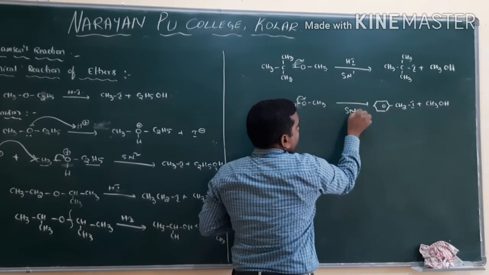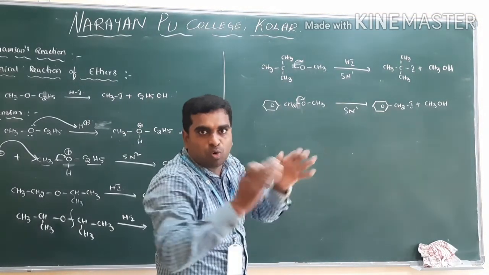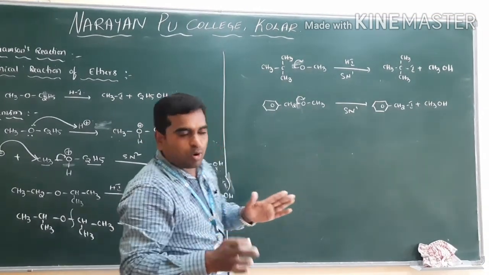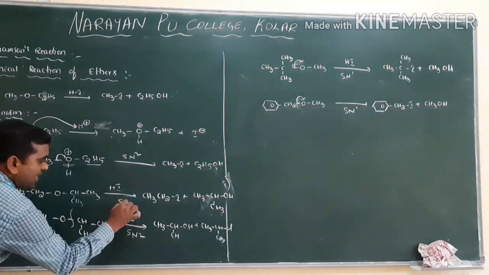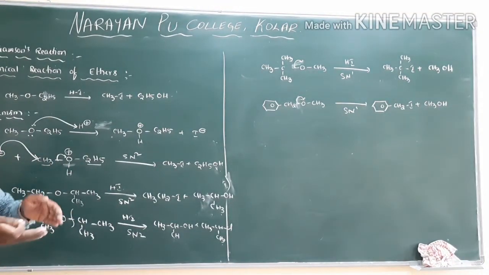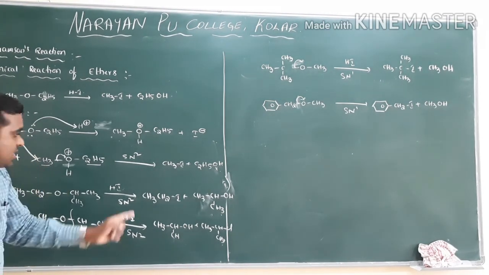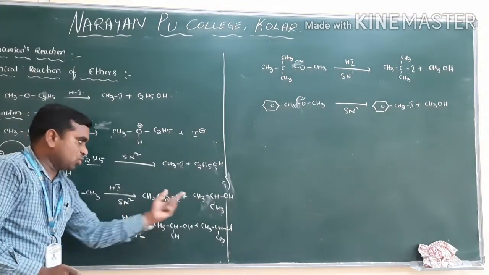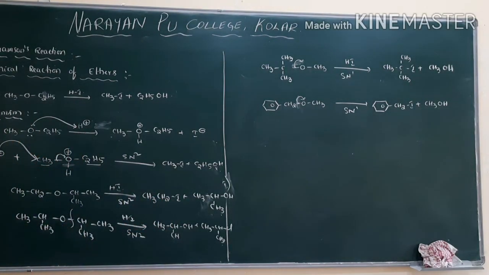So when a tertiary group or a benzyl group is present, they follow the SN1 mechanism. SN1 means you have to look at the carbocation, not at the smaller or bigger group. But in the other case, the reaction follows the SN2 mechanism. SN2 means the nucleophile attacks the smaller group. What is the nucleophile here? Iodide ion. So that's why alkyl iodides are formed with the smaller group.